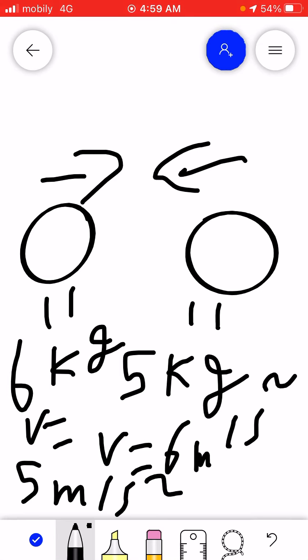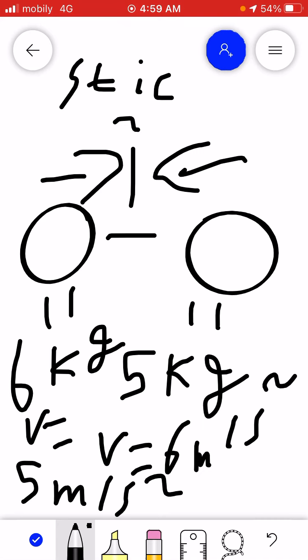All right. So what will happen? Well, the objects are going to stick together, because it's an elastic collision, so it's going to come to a stop.